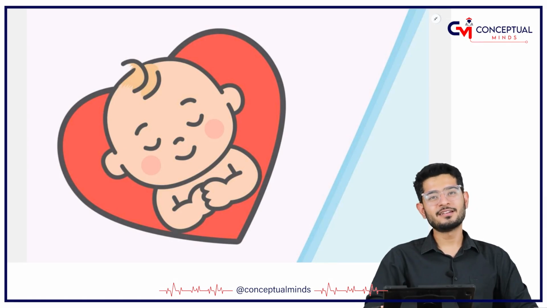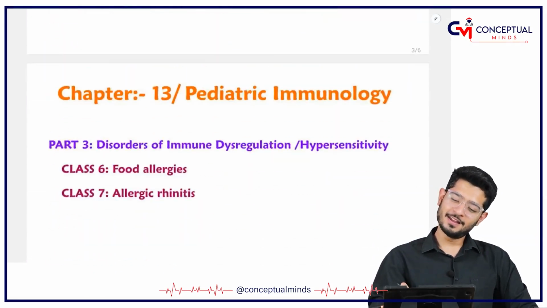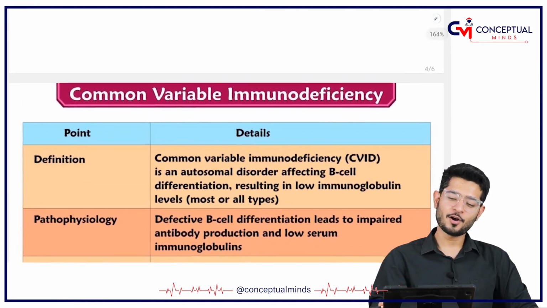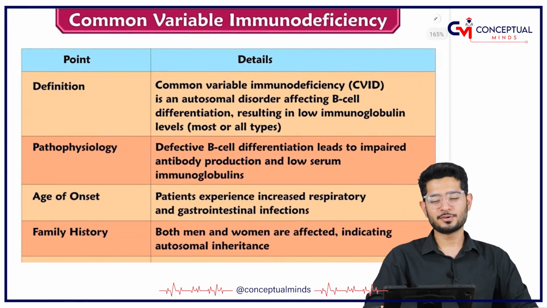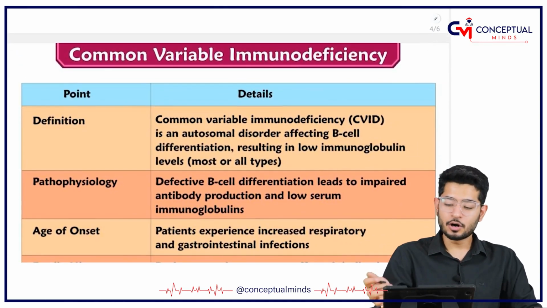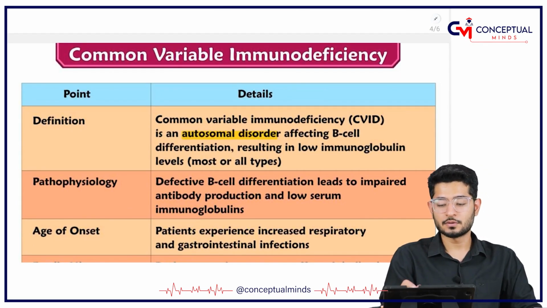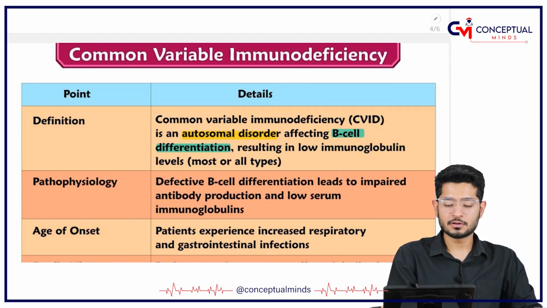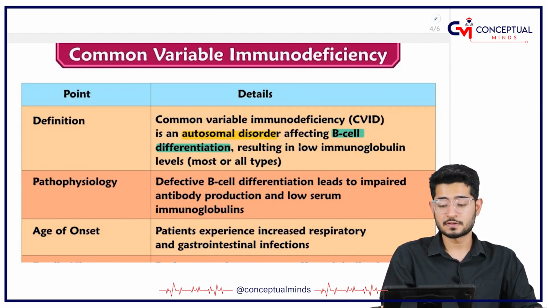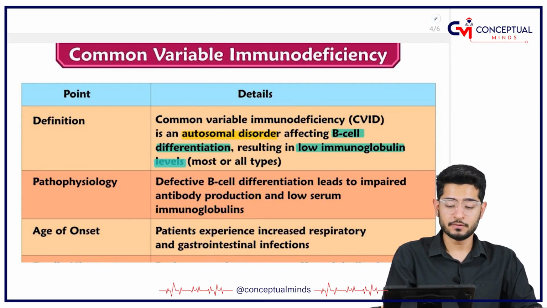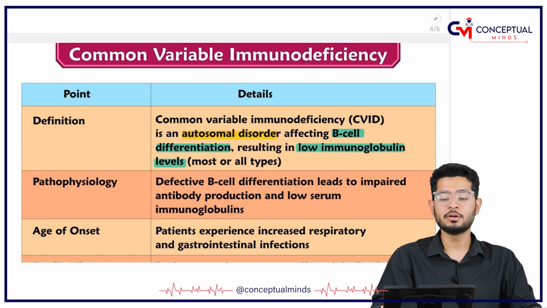I am your pediatric faculty and the topic of discussion in today's class is Common Variable Immunodeficiency. Common Variable Immunodeficiency means, again, it's an autosomal disorder which is going to affect the B cells. It's also going to affect B cell differentiation, and since the B cells are not getting differentiated, it results in low immunoglobulin levels.